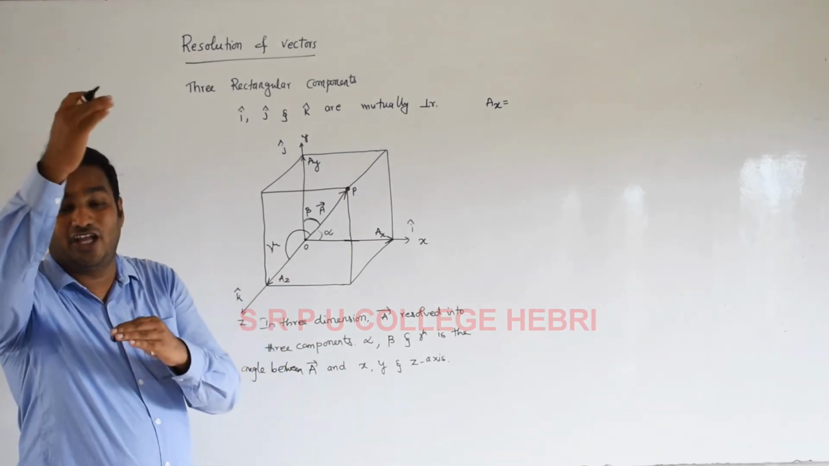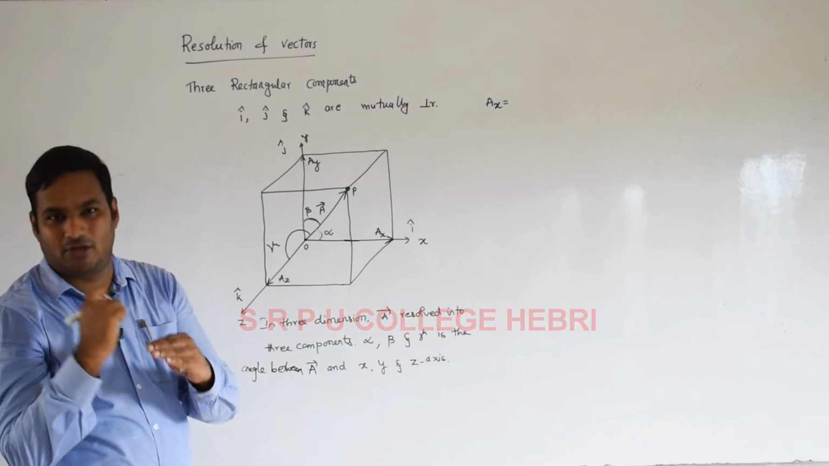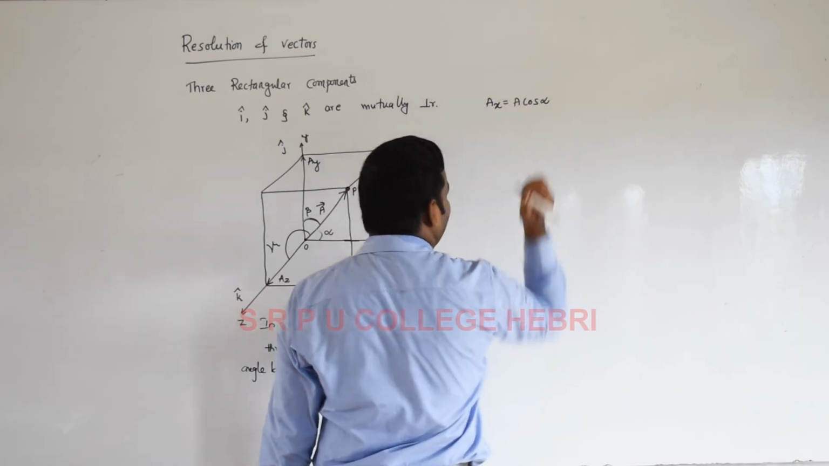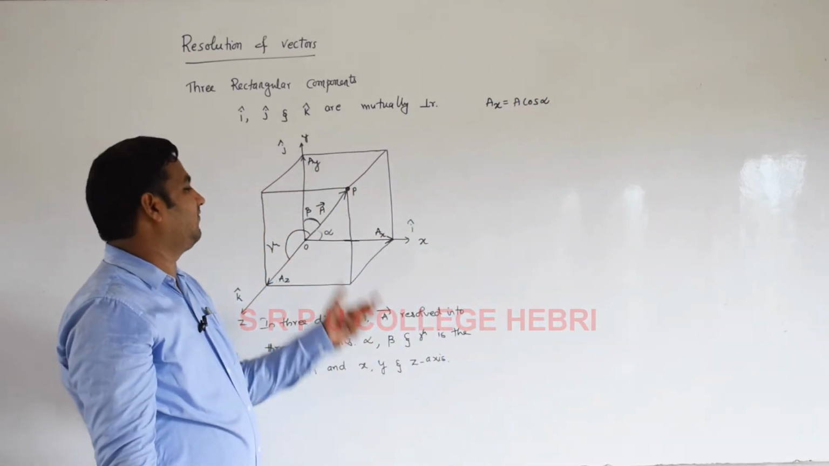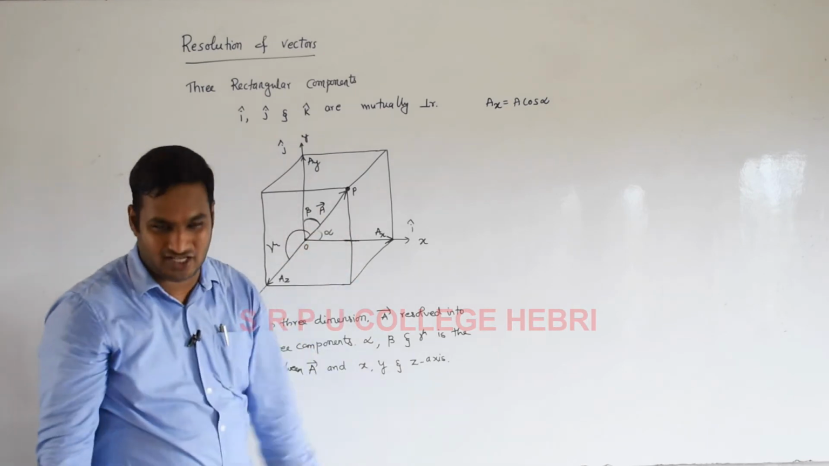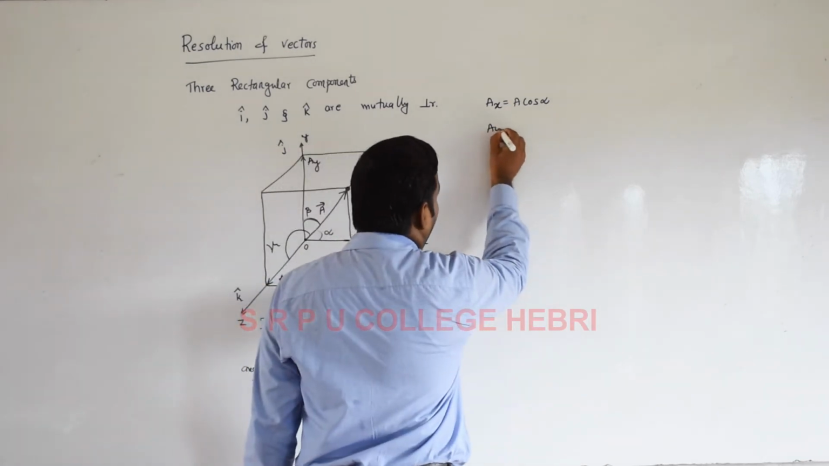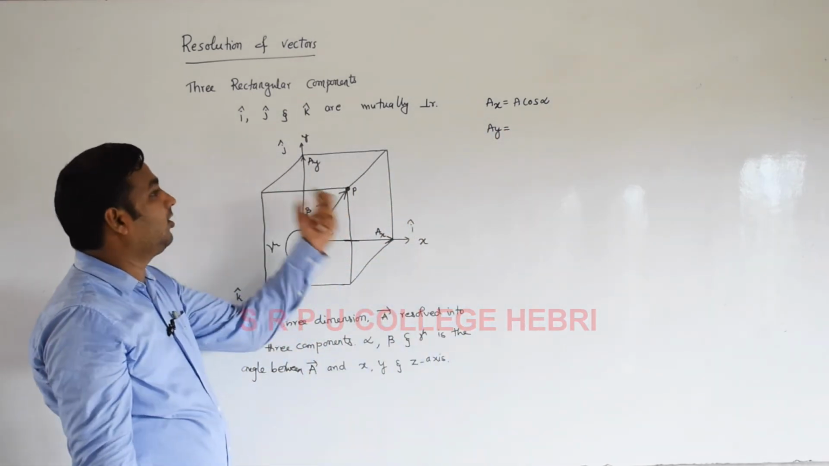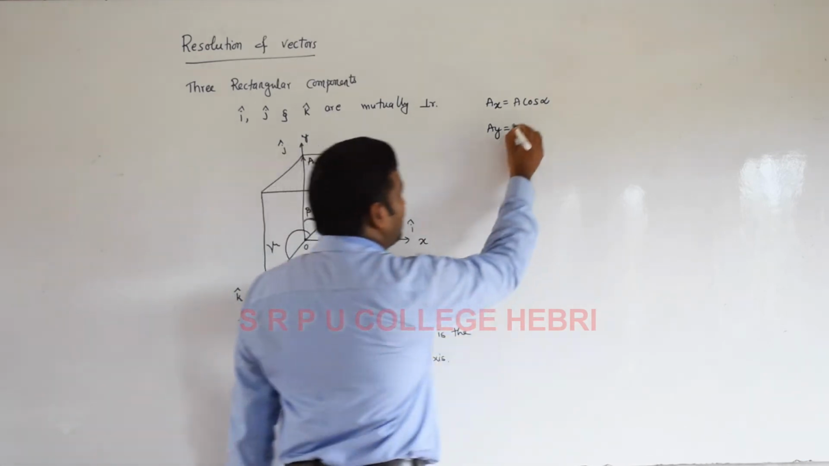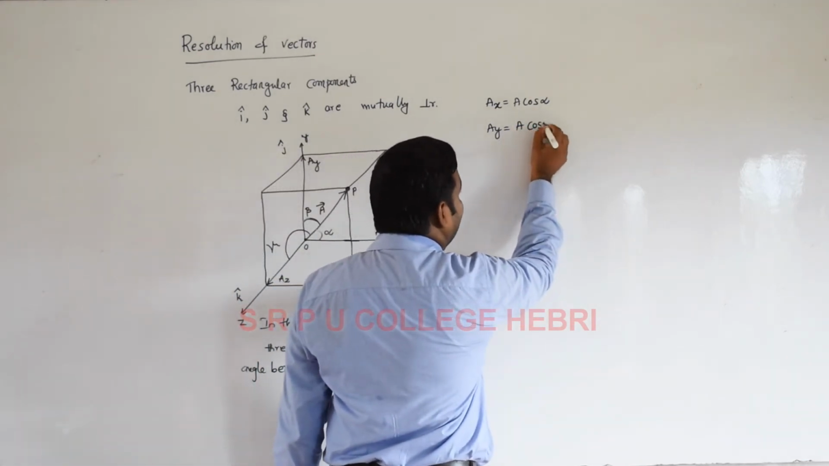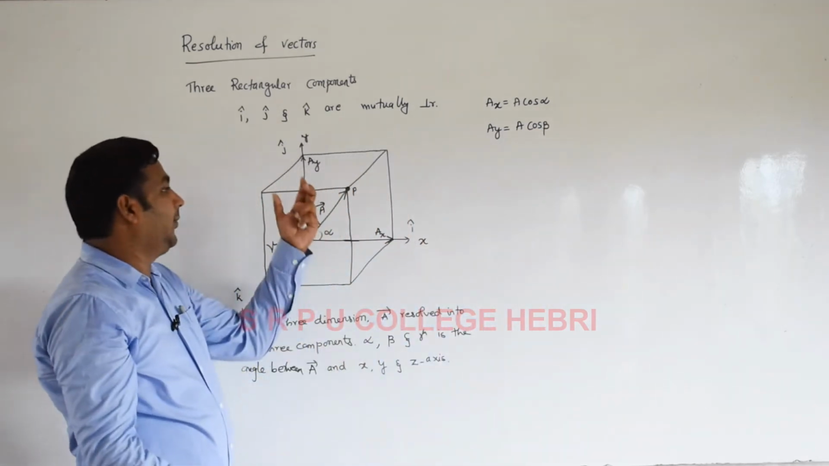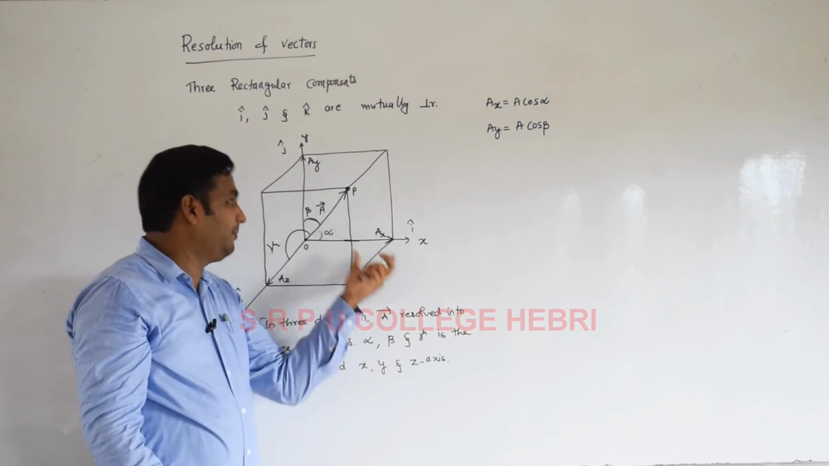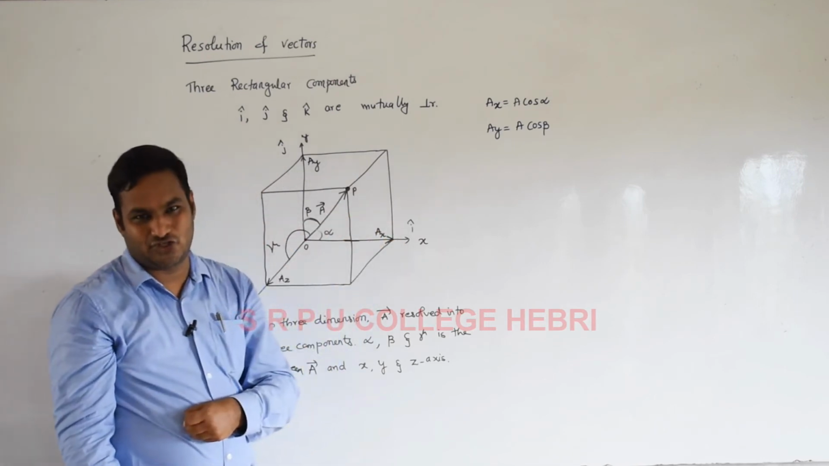How much component vector A has on the x-axis, how much projection it makes, that we take as A cos alpha. A cos alpha is the component of vector A along the x-axis. Similarly, the component of vector A along the y-axis, ay, is equal to A cos beta. Beta is the angle made by vector A from the y-axis. Here alpha is the angle made by vector A from the x-axis.